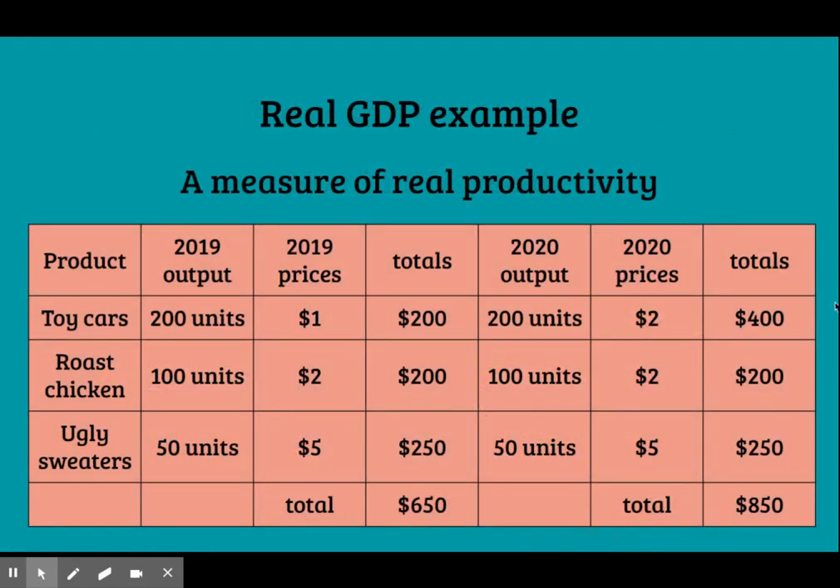The way we do this is we choose a base year. The base year is going to provide us with the prices we will use to multiply against our current year's output. Any year can be the base year. It depends on what you're trying to compare.